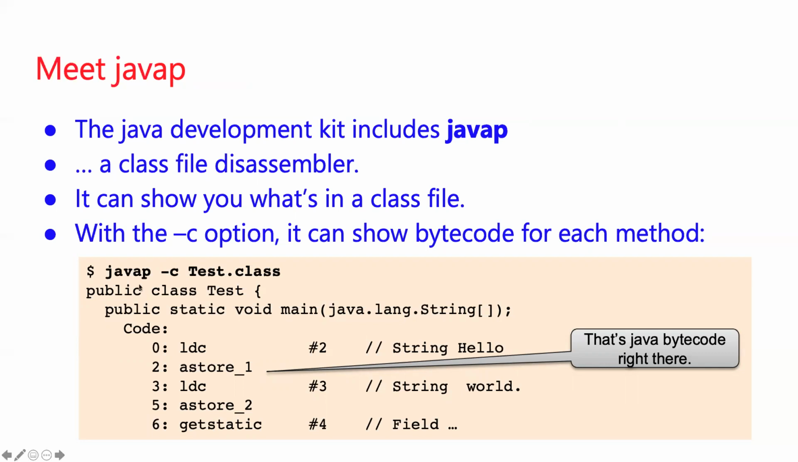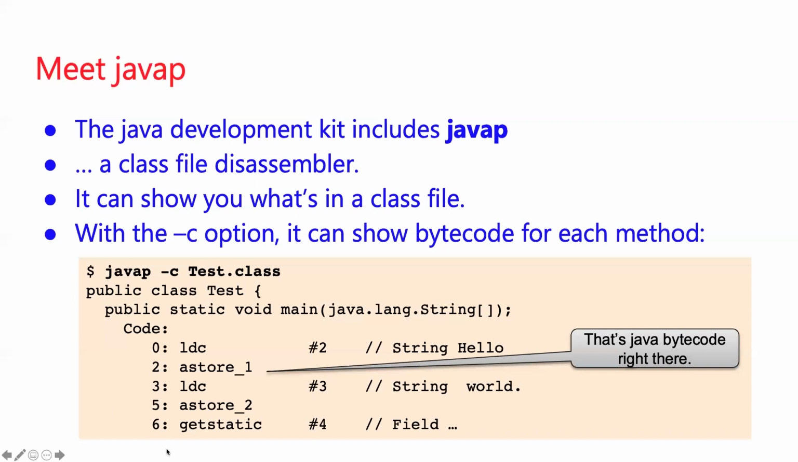So you can run it like I'm showing down here, javap, and then -c as the option, and then any class file that you've built. I think you can even do this with class files from the built-in Java API. It will show you the contents of that class file. And with -c, it will show a disassembly of each method in that class file, disassembling it to Java bytecode.